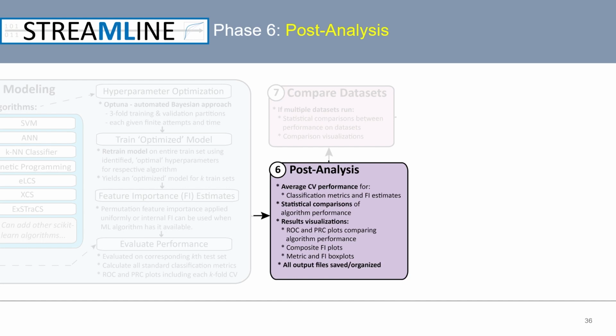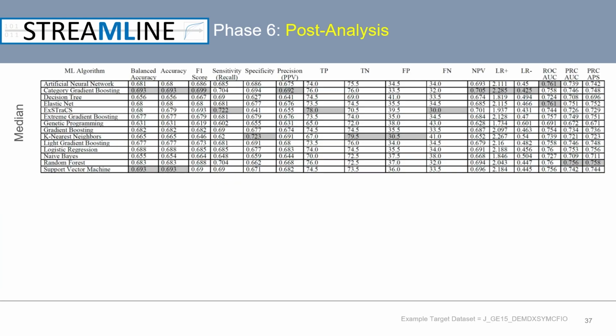This phase ends by saving and organizing all raw and summary evaluation files. On the whole, this phase combines, summarizes, analyzes, and visualizes all modeling results. The next several slides will take a look at the different outputs generated in this phase. The most basic output is the summary of evaluation metrics across all algorithms.